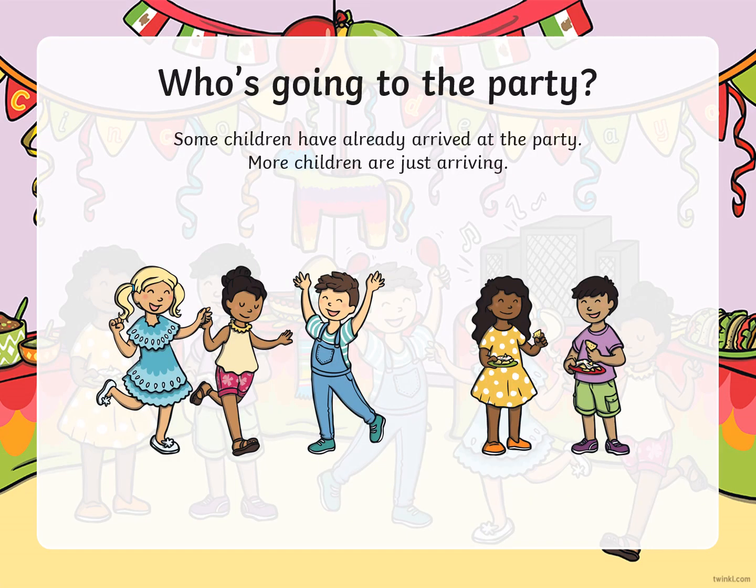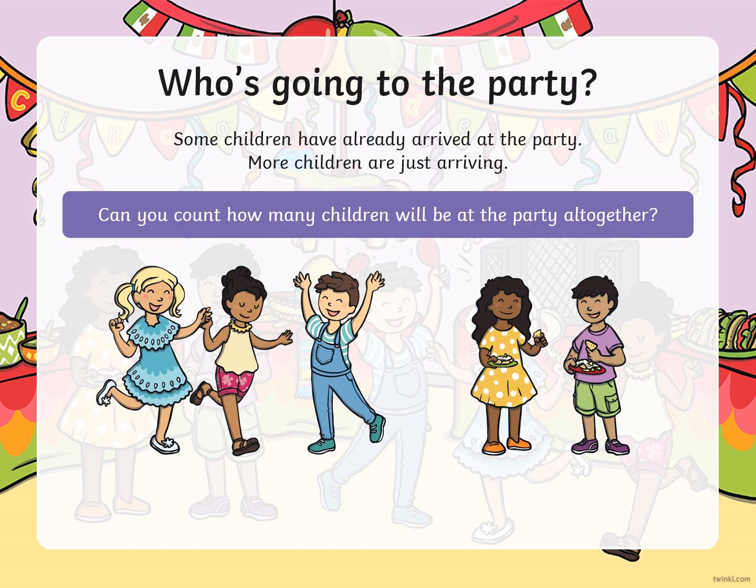Last week, we were able to visit Amy's Bake Shop. Now we will be attending a party. For today, we will try to find out about all the things that happened in the party. So, who's going to the party? Some children have already arrived at the party. More children are just arriving. Can you count how many children will be at the party altogether?